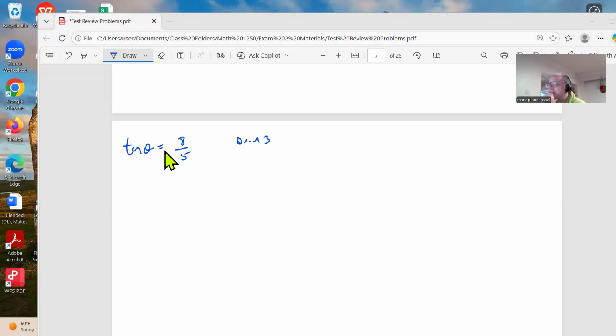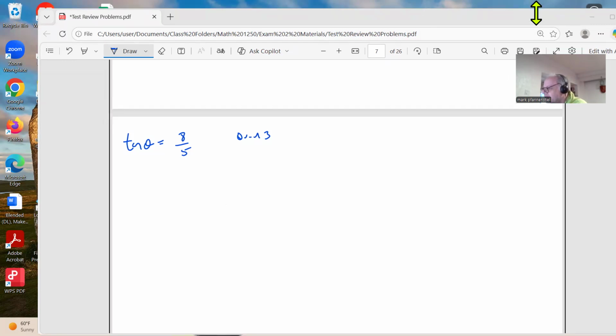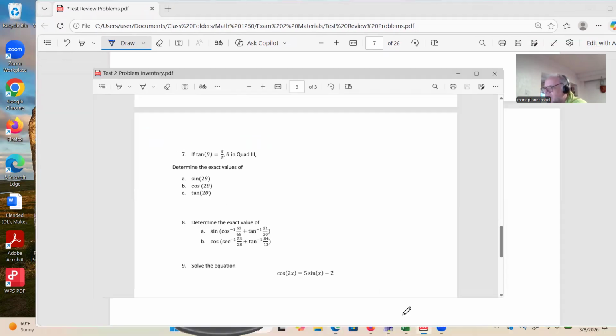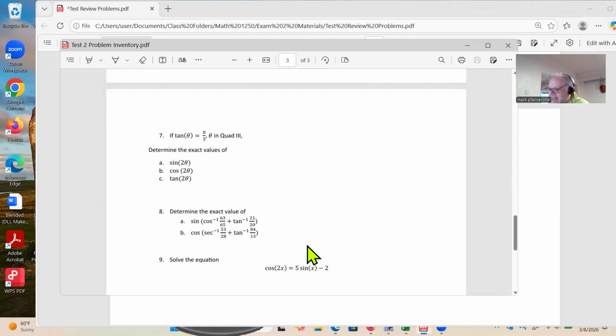All right, welcome back to pre-calculus. We are looking at this kind of a problem. We have tangent equal to 8/5, and we know that theta is in quadrant 3. The instructions on the problem are to figure out the exact values of the sine of 2 theta, cosine of 2 theta, and tangent of 2 theta. So we're going to go ahead and take a look at that.